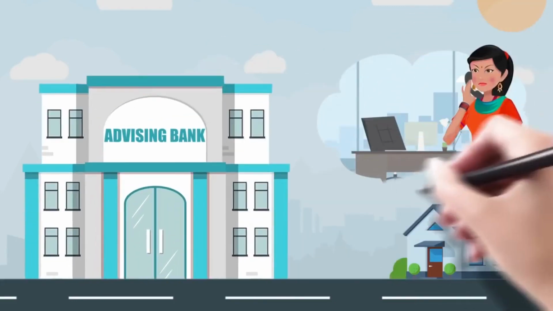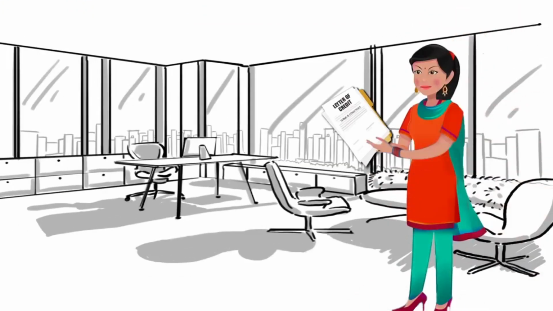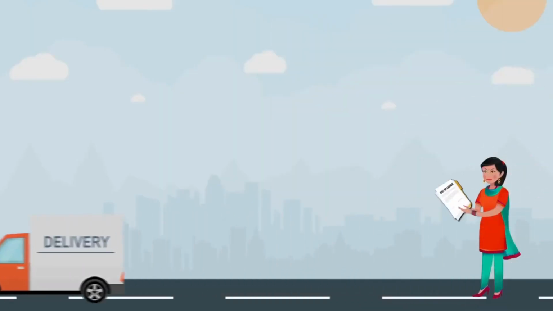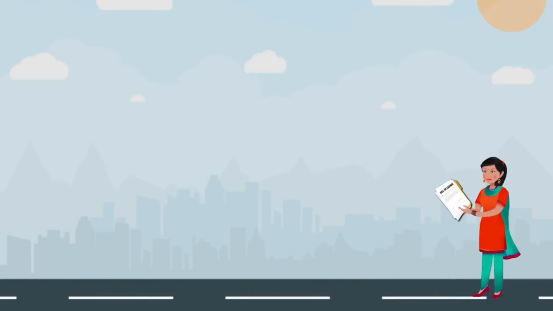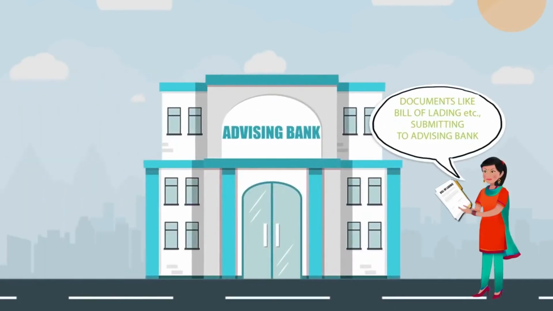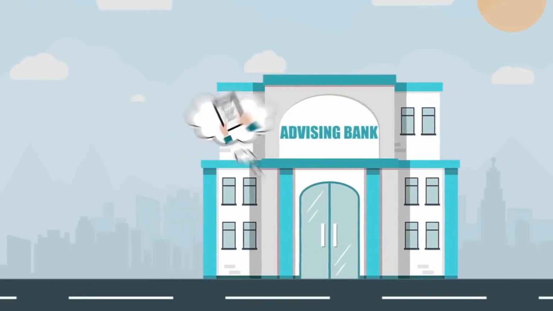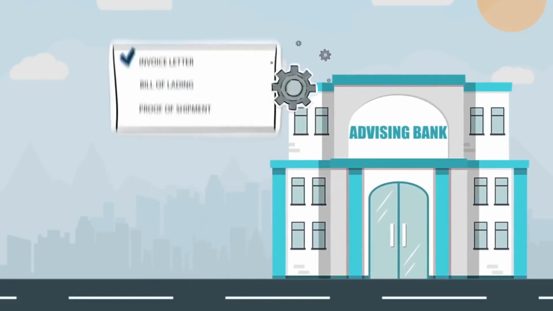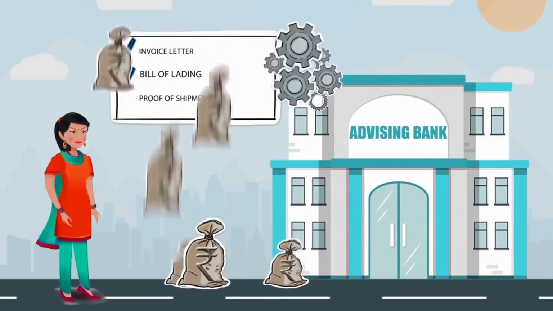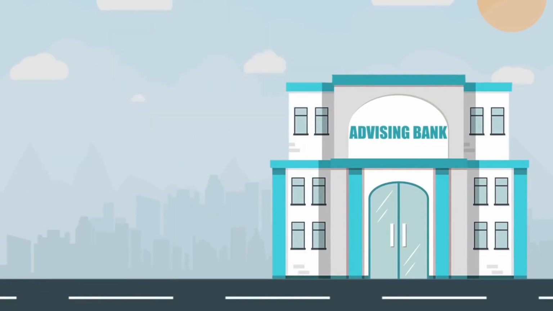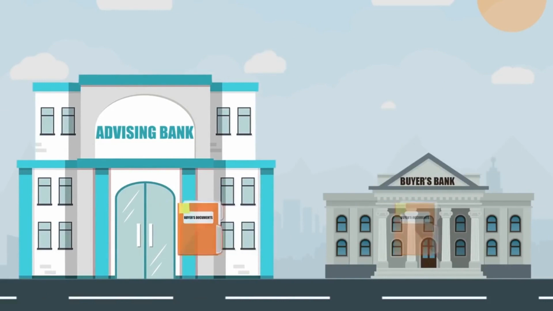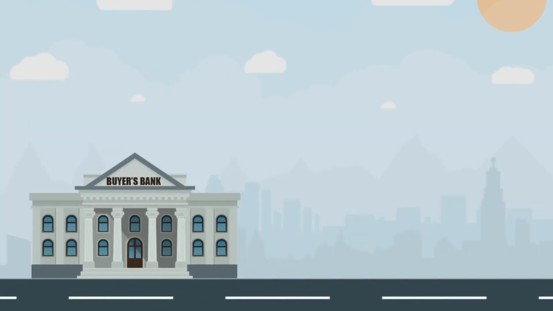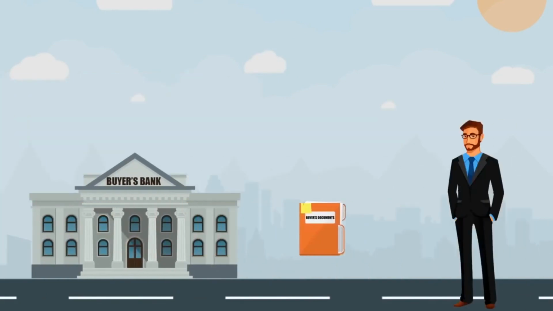The advising bank informs Nikhu. Nikhu checks the conditions mentioned in the LC against the agreement. Nikhu ships the goods, puts together the documents called for in the LC, like the bill of lading, and submits them to the advising bank. The advising bank checks the documents against the LC. If found correct, it pays Nikhu and forwards the documents to the issuing bank. The issuing bank debits the payment from the buyer and releases the documents to the buyer.